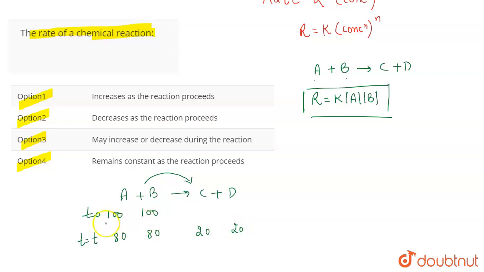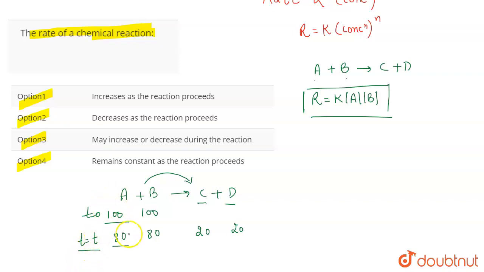It means that if initially the concentration of A was 100, after time t 80 was left, it means that 20 molar concentration of A has reacted, 20 molar of A has been converted to the products C and D. So this means that at any time interval, the reactant is going to convert into product. It does not mean that at any time interval it is going to convert completely to the product, but the reaction will progress. Some of the reactants will start converting to products.